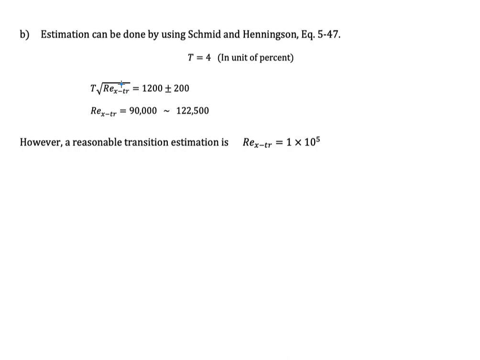So we have this equation, we substitute the value of Reynolds number, then we could get around 90,000 to 120,000. Normally people will take the average, so it is okay for us to say that if the turbulence intensity is 4%, the transition can be estimated to occur at 1 times 10 to the power of 5.